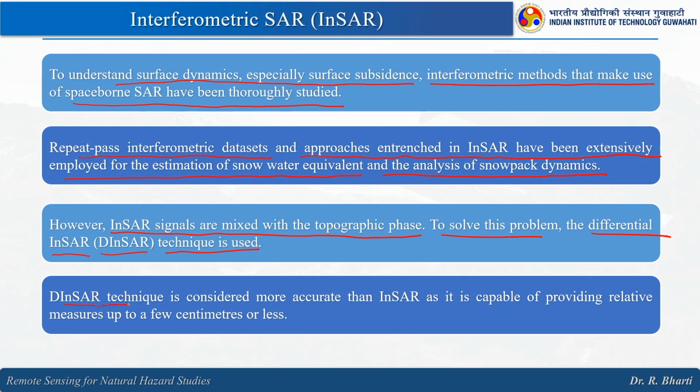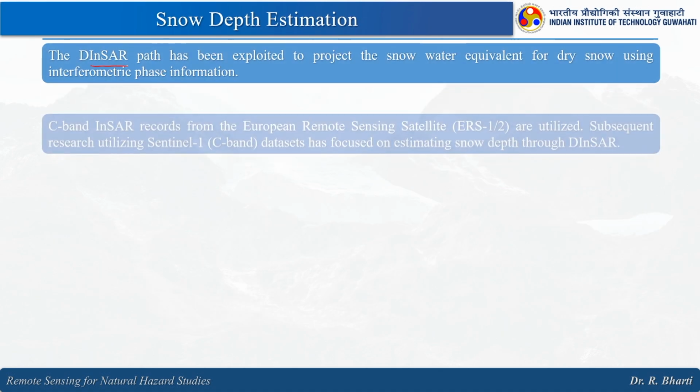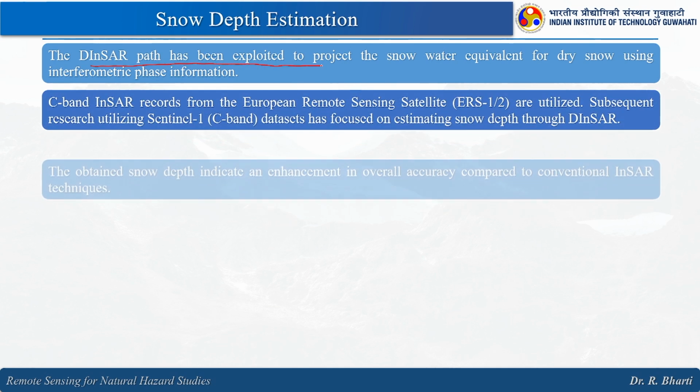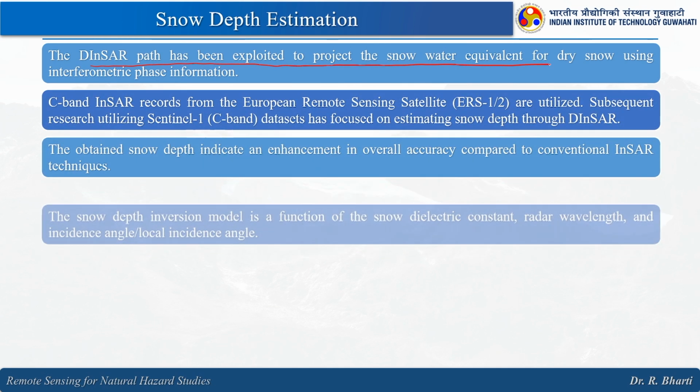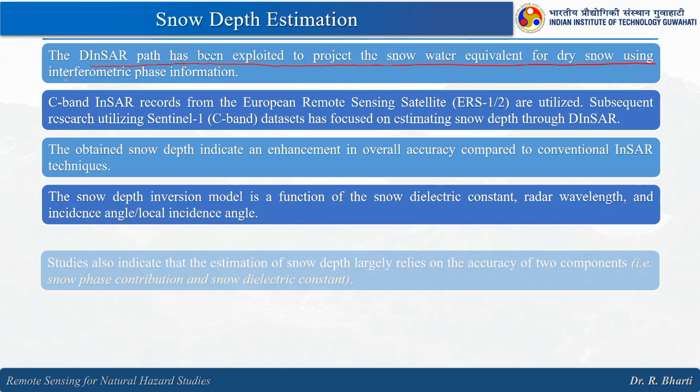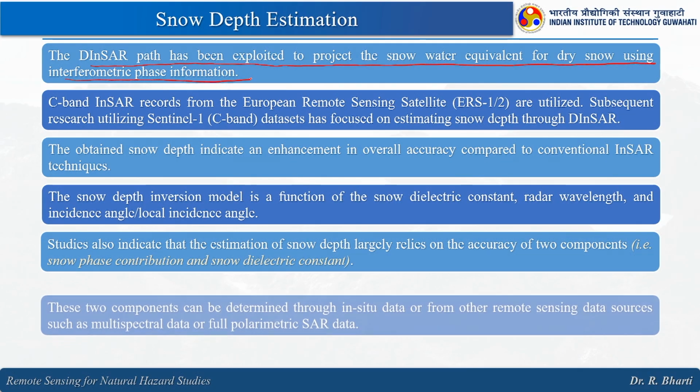So, the DInSAR method is considered more accurate than InSAR as it is capable of providing relative measures up to a few centimeters or less. So, the accuracy is very high for the differential interferometric SAR. The DInSAR method has been exploited to project the snow water equivalent for dry snow using interferometric phase information.